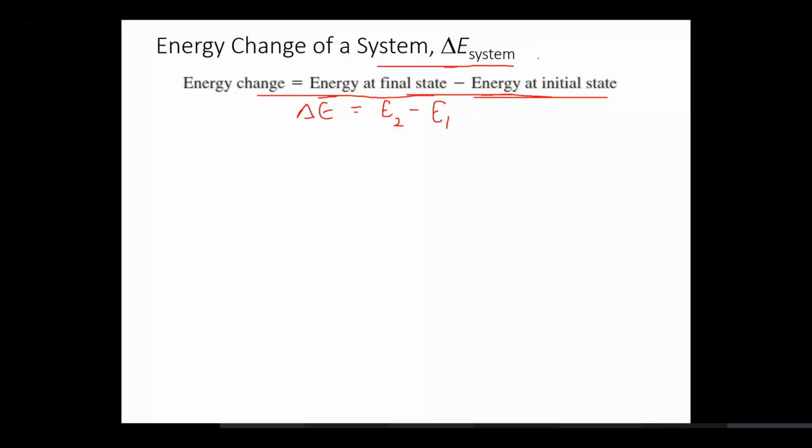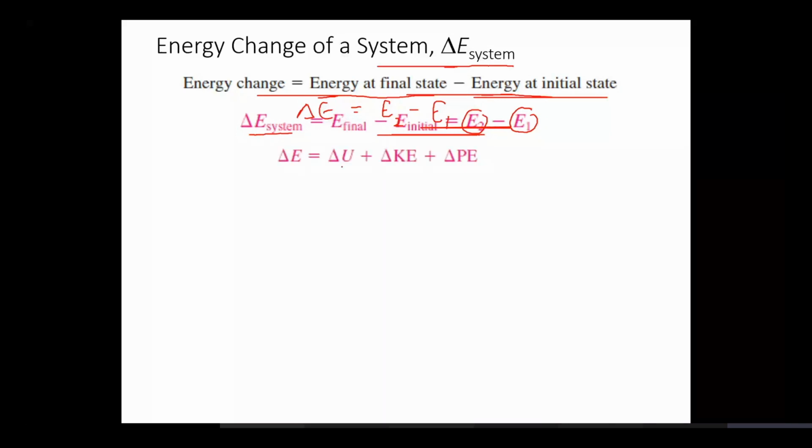So far, is it clear? At state 2, you will have some energy, which is the total energy of the system. At state 1, you'll have the total energy of the system. And the difference of the two would give you the change in energy of the system. And what is the change comprised of? It is comprised of the change in the microscopic energy, which is the internal energy, and the change in the macroscopic component of the system, which is the kinetic and potential energy changes. Is it clear?